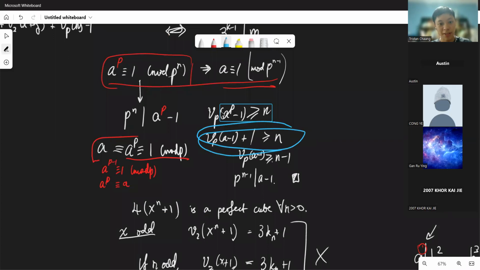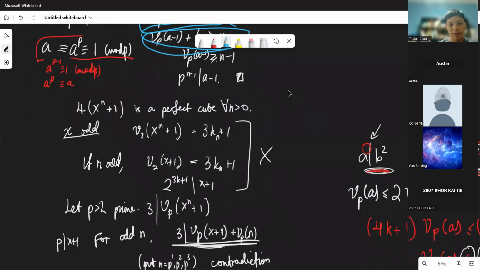Because we apply LTE, VP of A to the P minus 1 to the P is just VP of A minus 1 plus VP of P. We apply LTE here. Of course, I skipped a step. I should have written VP of P, but that's just one, right? So this is directly from here. You just apply LTE on the left hand side. Okay, you're welcome. So anything else?